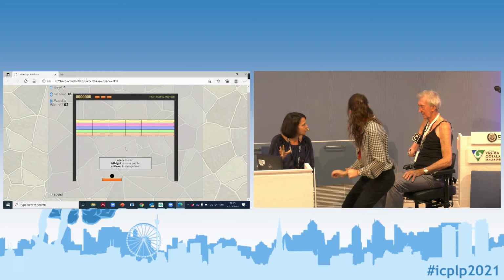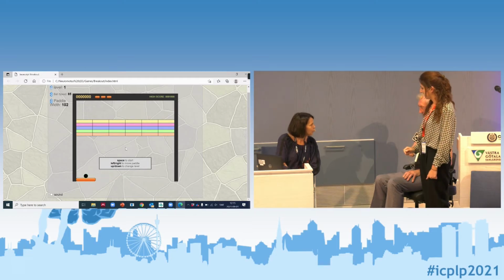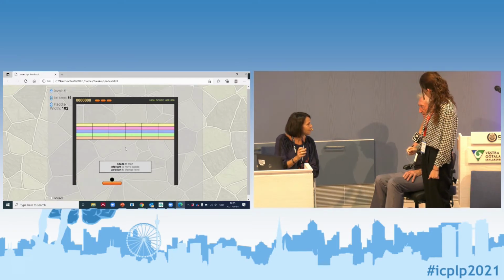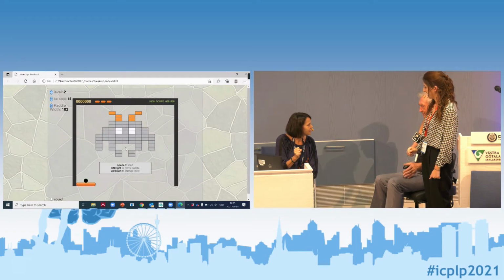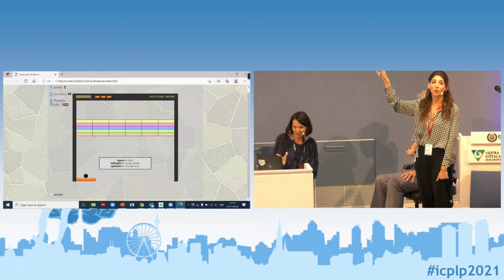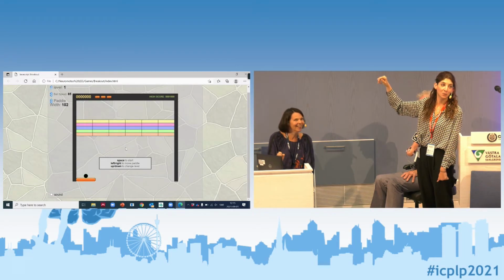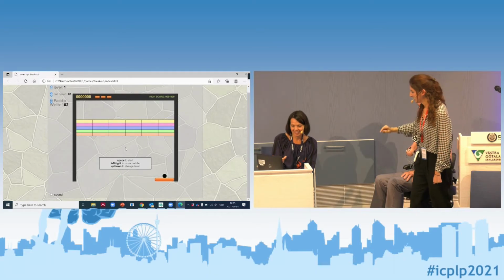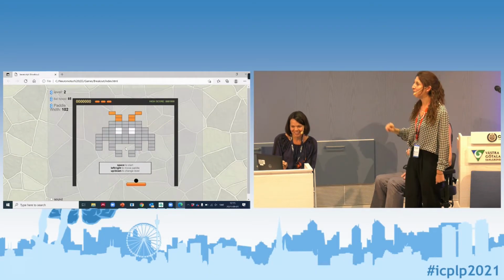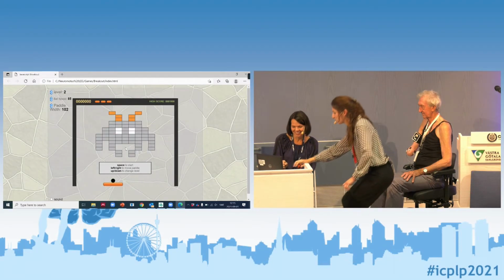What are you doing? The elbow? Or is it the hand? So you see, he's having control of all my computers, so he's changing the levels as well. That was not in the plan. So how can we check that he has the control of the computer?